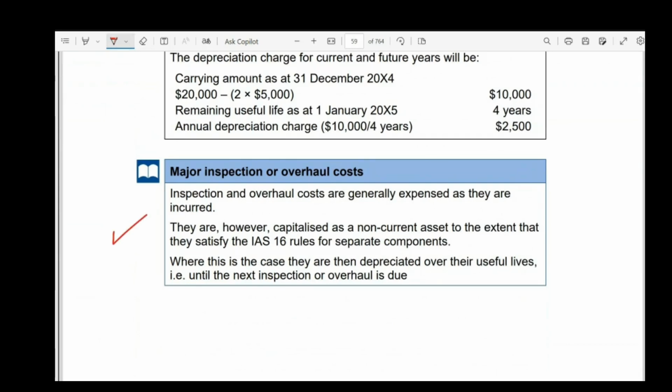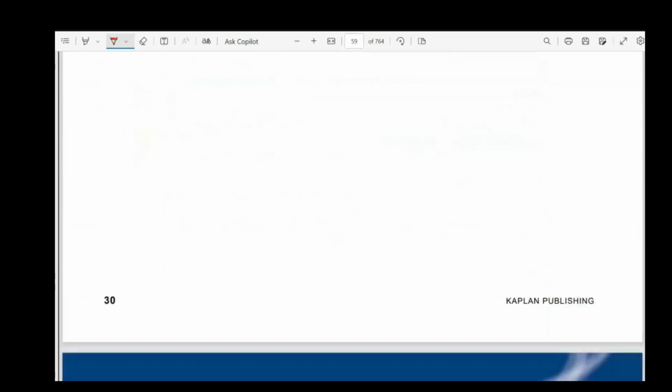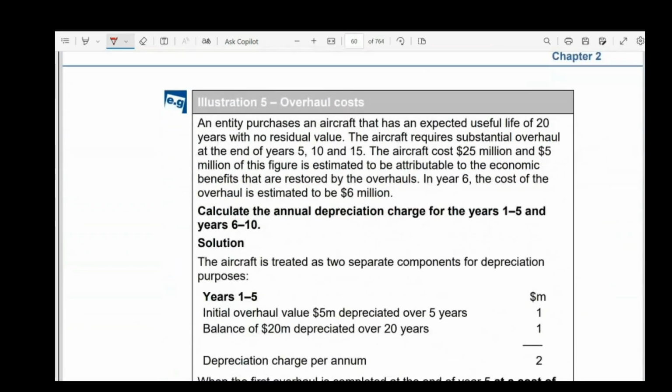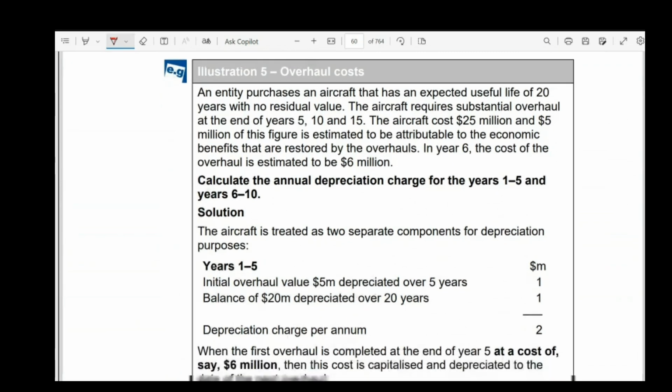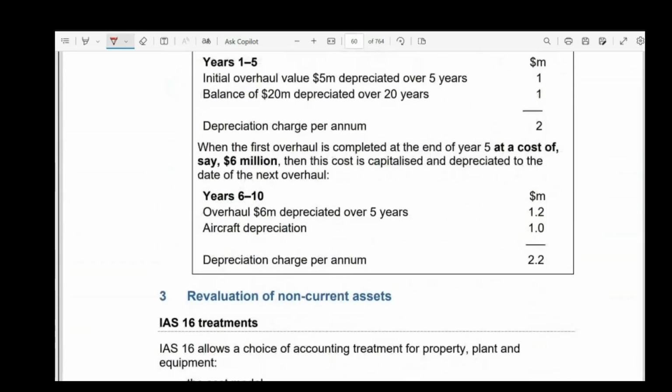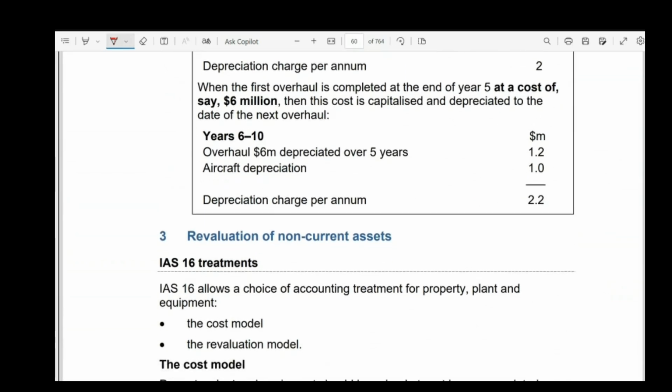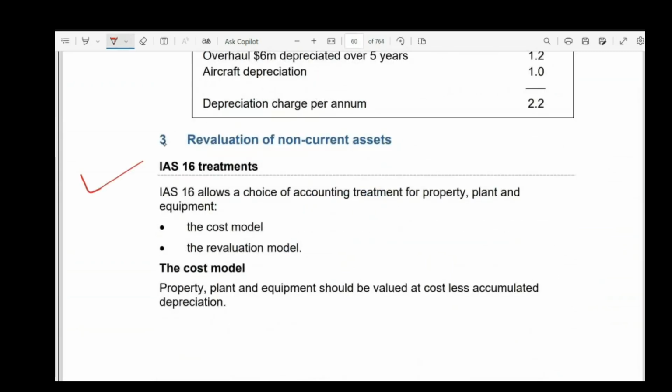Major inspection or overhaul cost. Inspection and overhaul costs are generally expensed as they are incurred. So inspection or overhauling, they are just expensed out. Not much detail is required for overhauling. These illustrations are there, so we will do them in our other further classes. In the revision classes you can find all the explanation.